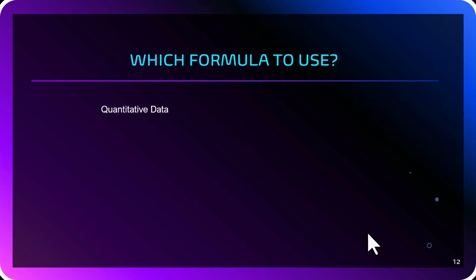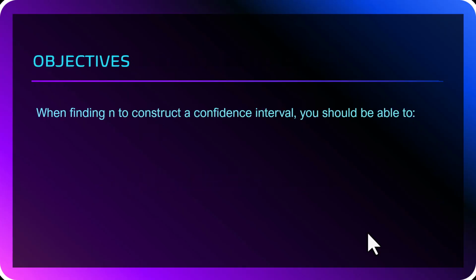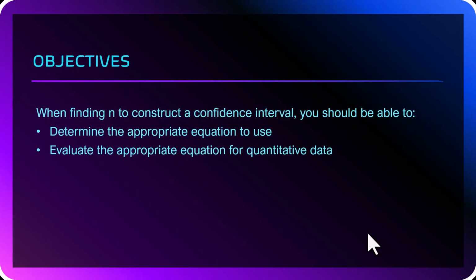So, in conclusion, we have learned which formula to use, and that's based on what data type we are being supplied with, whether it's quantitative data or categorical data. And here is the formula that we practiced using for quantitative data. We also learned that our sample size, when we're all said and done, has to be rounded to an integer, and we can't follow normal rounding rules. In fact, we always have to round up. So now that you've watched this video, you should be able to do the following when finding n to construct a confidence interval. Determine the appropriate equation to use, evaluate the appropriate equation for quantitative data, and lastly, round appropriately.